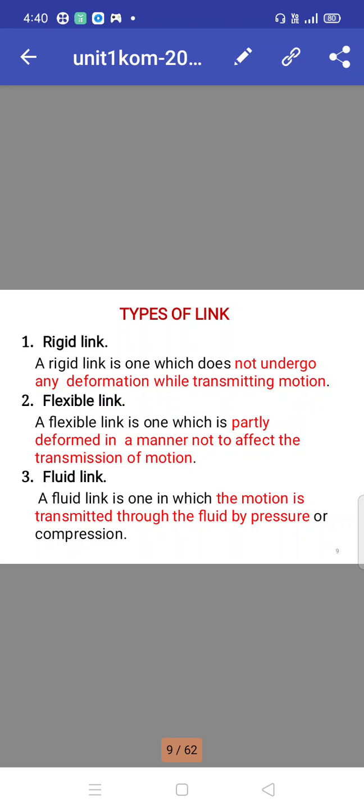And second one, flexible link. A flexible link is one which is partly deformed in a manner not to affect the transmission of motion. Then third one, fluid link, is one in which the motion is transmitted through the fluid by pressure or compression.